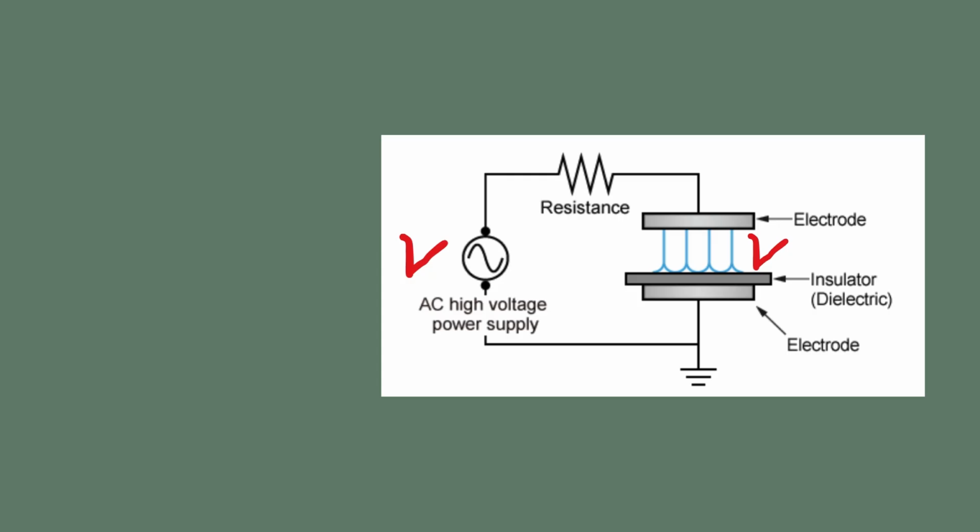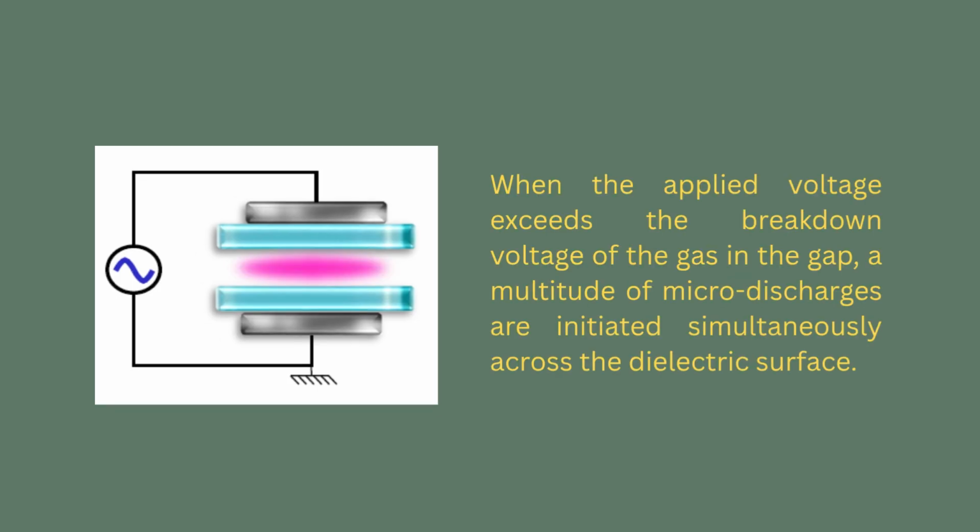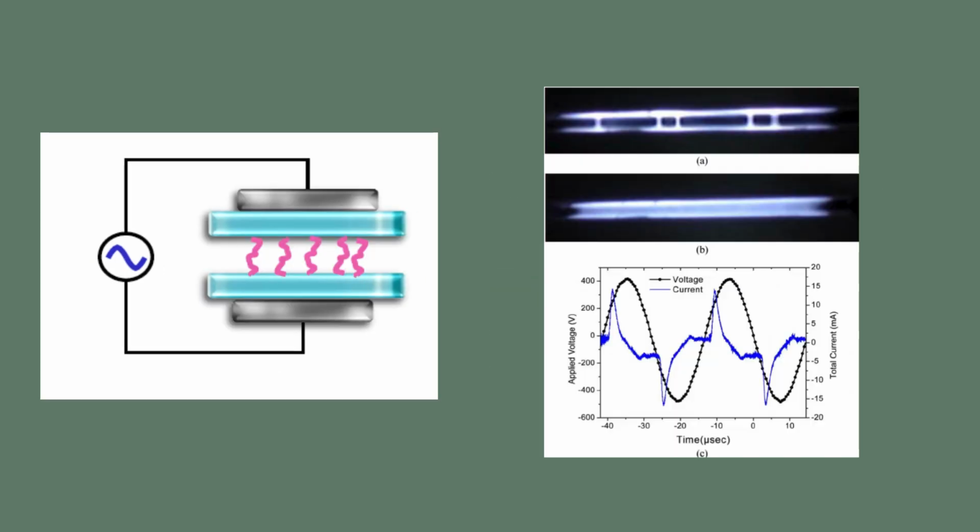The fundamental physics of a DBD is governed by the interplay between the externally applied electric field and the electric field induced by charge accumulation on the dielectric surface. Let us analyze the sequence of events over one half-cycle of the applied voltage. When the applied voltage exceeds the breakdown voltage of the gas in the gap, a multitude of microdischarges are initiated simultaneously across the dielectric surface. These are not a continuous, diffuse glow, but rather a collection of filamentary, transient conduction channels. Each microdischarge is, in essence, a short-lived, high-current electron avalanche that develops over nanoseconds.